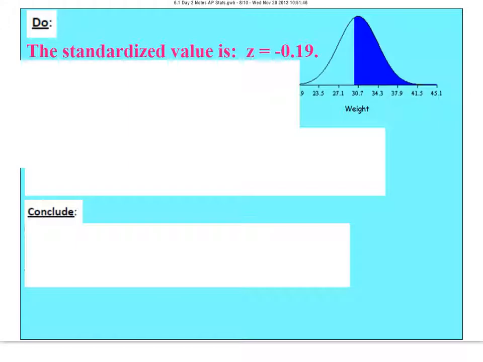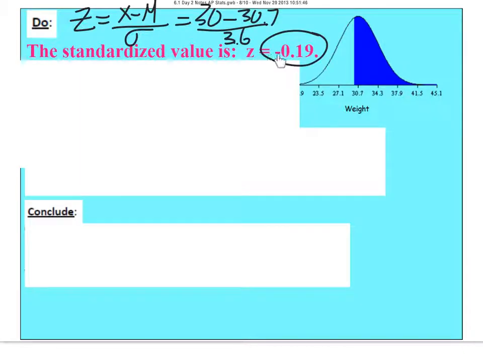So let's just review where that came from. Remember, z-score is going to be your piece of data minus the mean, which is mu, over the standard deviation of sigma. So we took the girl's weight, which was 30 pounds, minus the 30.7 mean, over 3.6. When you do that, that's a standardized score. So we know she's below the mean by 0.19 standard deviation. So if this is the mean, she's just slightly below it.